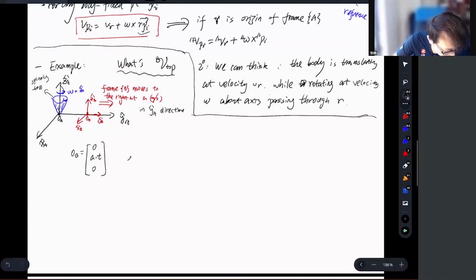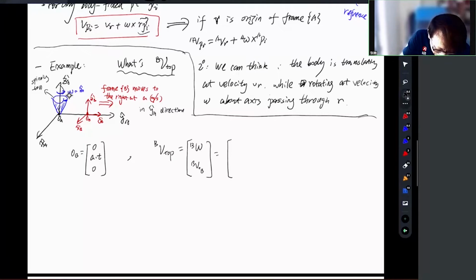And then if I want to know what about V top B, the spin top, of course, that will be omega in B and VOB in B. Okay. And we know omega is easy. That's the free vector omega, expressed in B is also the same. It's 0, 0, 1, because ZB is the same direction as ZA.